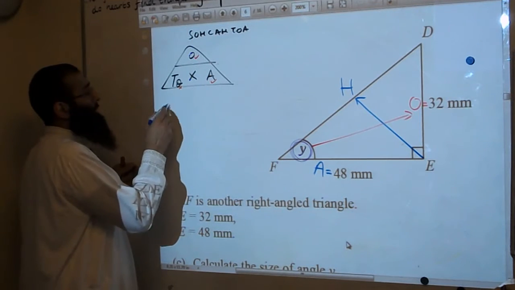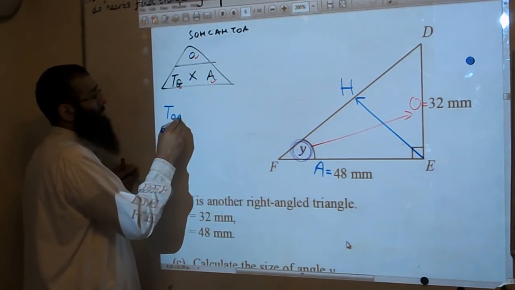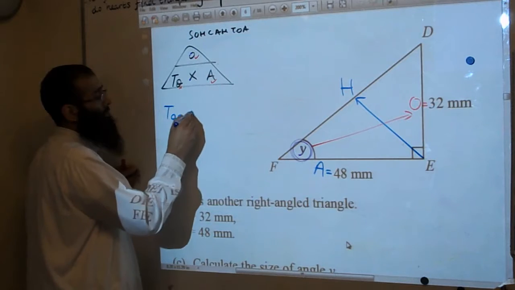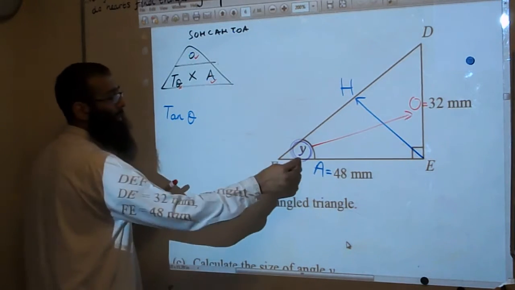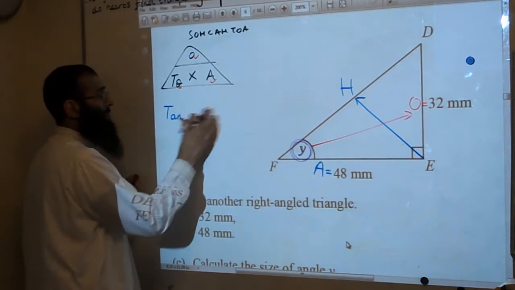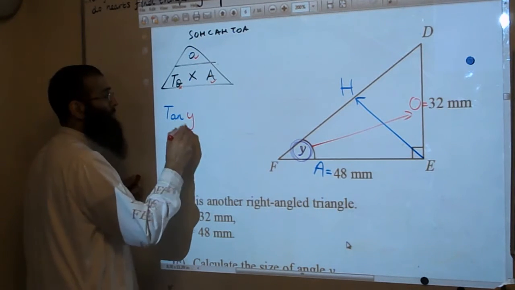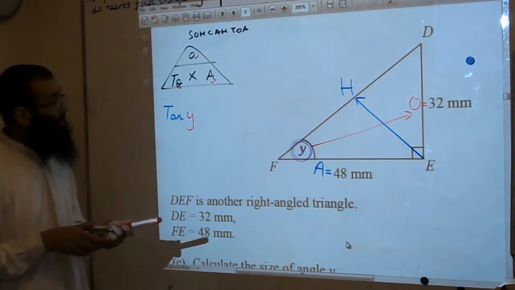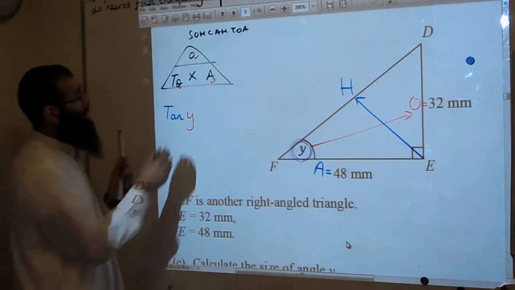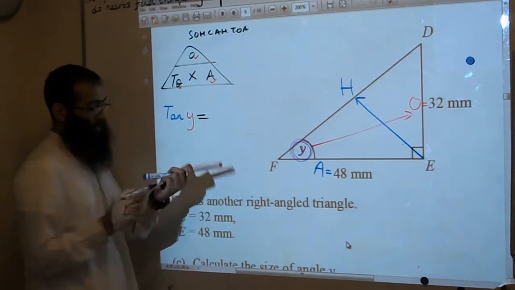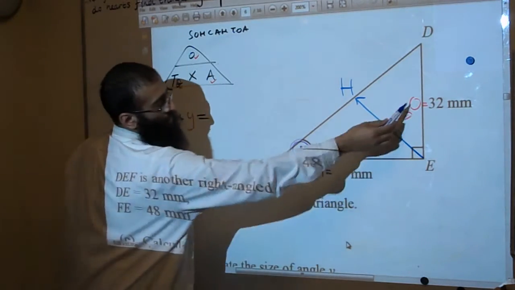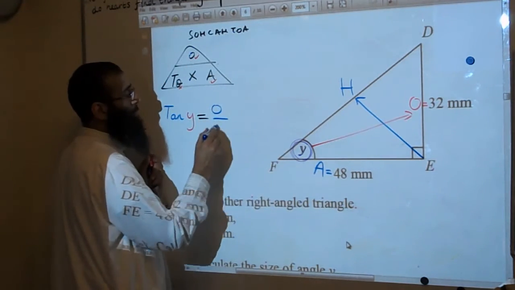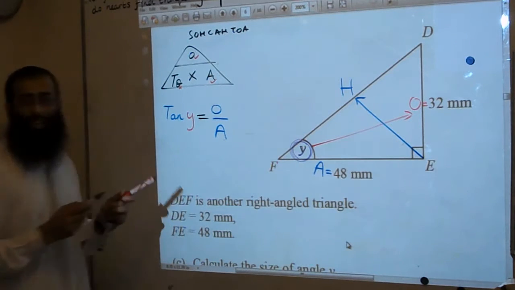So let's write down tan of the angle. Okay, what can I replace the angle with? In the context of my question, the angle is what? Y. Tan of Y is equal to the O divided by the A. I'm just going to write down the formula for the moment. That's what the tan of Y is.